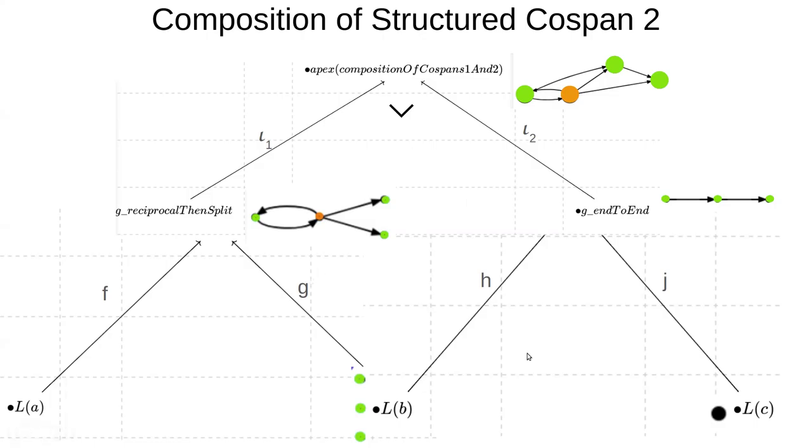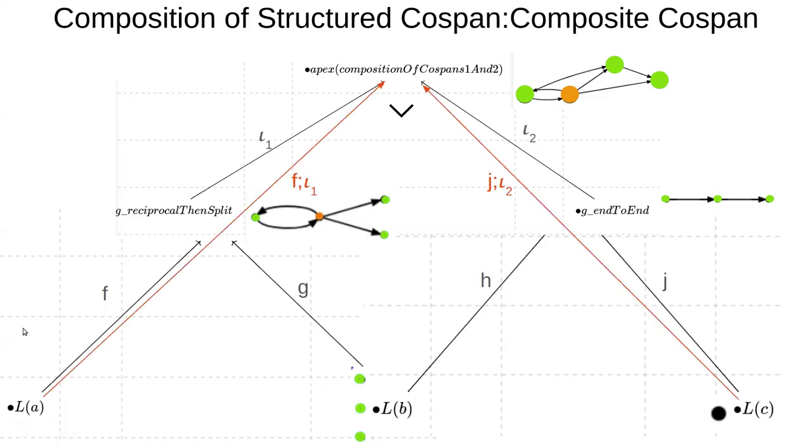But here's the other thing. Check this out. Now we have compositionality. These feet are like the interfaces. These feet are like the handles. These feet are like the ports, the place we can plug things in. We went from something from A to B and from something from B to C, and now we have something from A to C. We have a whole structured cospan.